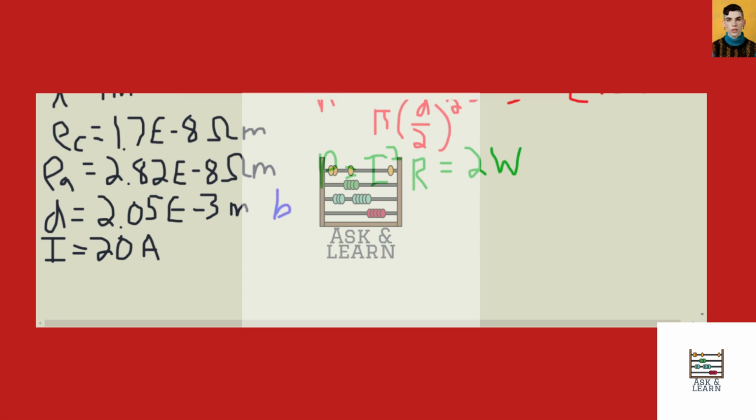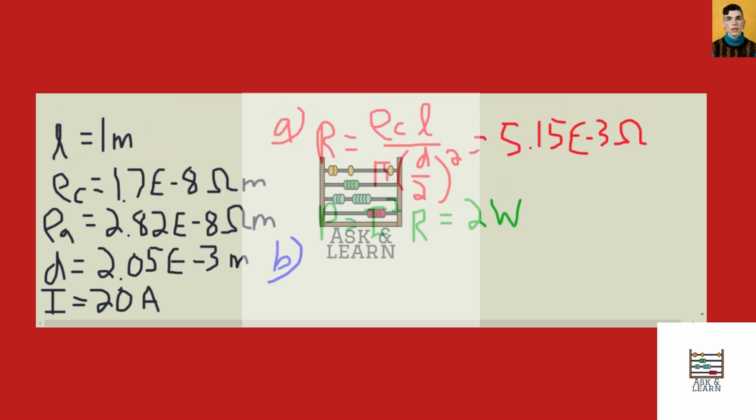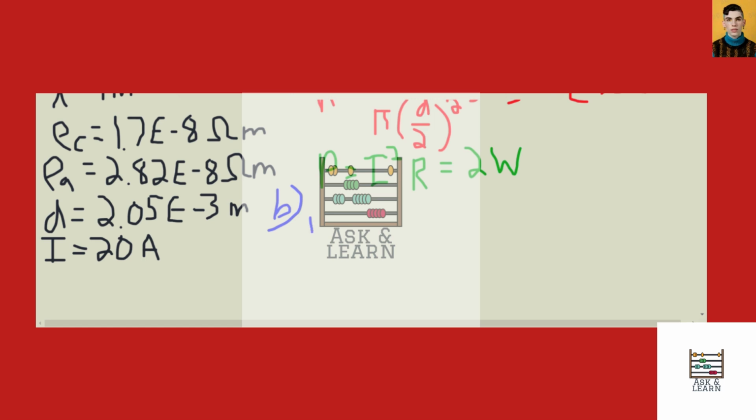Now for part B, we're going to do the same thing, but we're going to use the different resistivity. We're going to use the resistivity of aluminum instead of copper. So we'll take R is equal to the resistivity of aluminum times the length over the area. So pi times d over 2 squared. And that's going to be equal to about 8.5 times 10 to the negative 3 ohms.